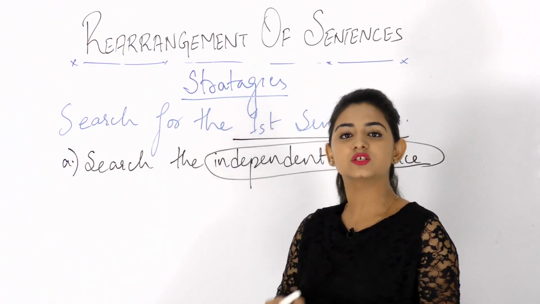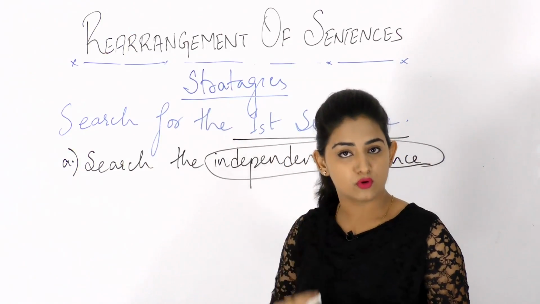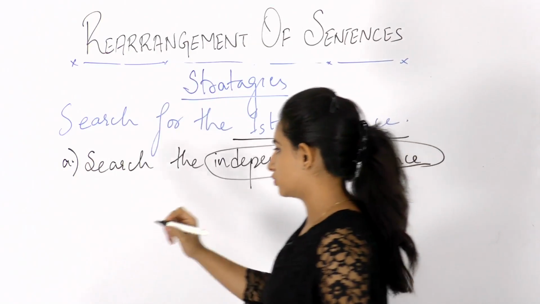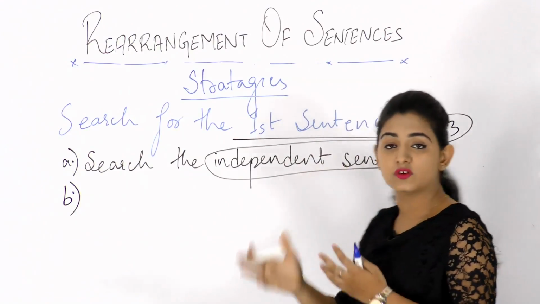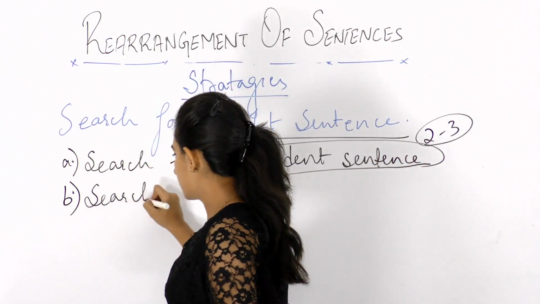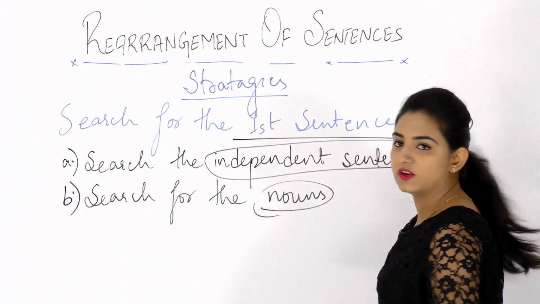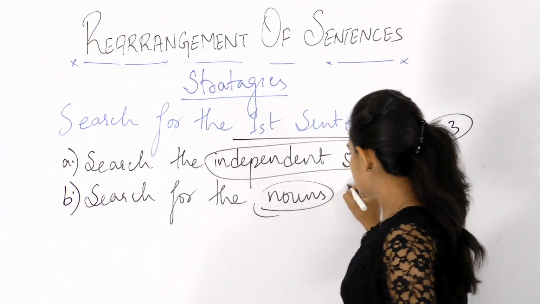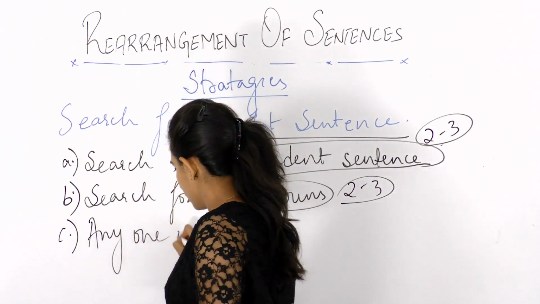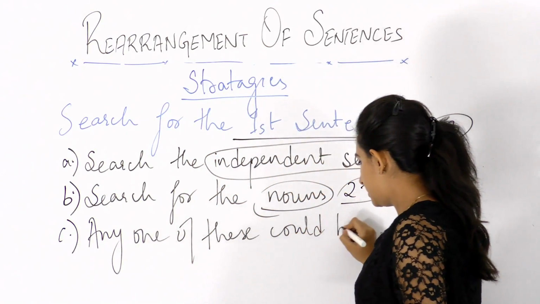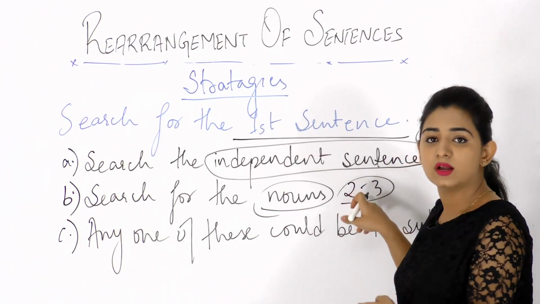Why? Because a pronoun is used in place of a noun. So you should note that an independent sentence never starts with a pronoun, or this, that, these, which are also kinds of pronouns only. Second thing that you will notice: first you have got independent sentences. Suppose you have got 2 to 3 independent sentences. Next you will do is search for the nouns in these 2 to 3 independent sentences. Suppose you get 2 to 3 nouns over here. Any one of these could be the subject.